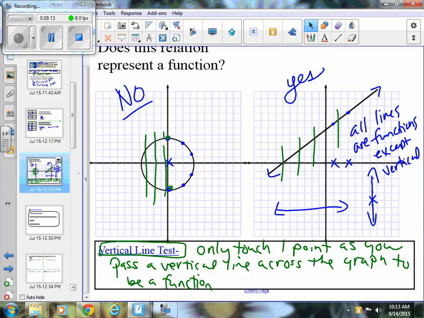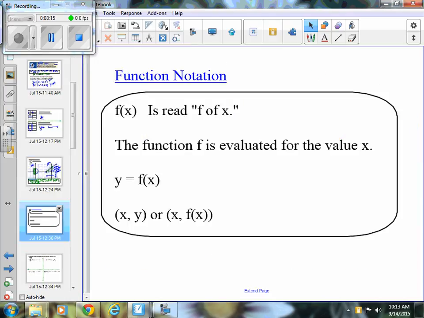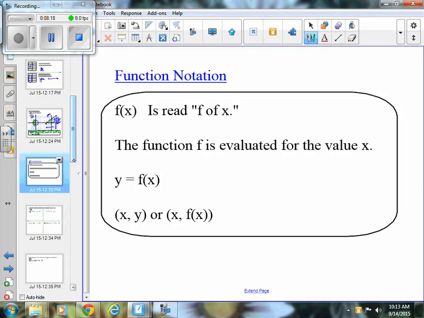All right. Last thing that we're going to do for this first part is function notation. Function notation is the way to write the rule. So if you're going to write the actual equation of the function, it's read f of x. So that's this part right here. It is not multiplication.